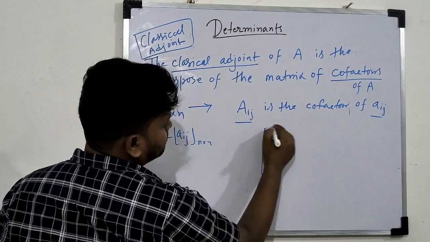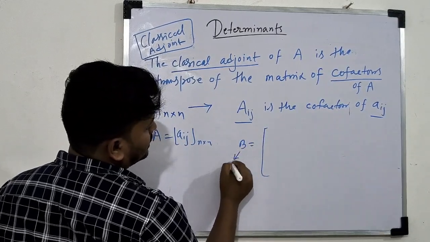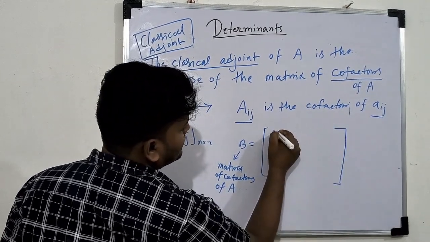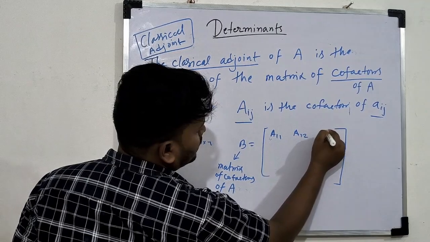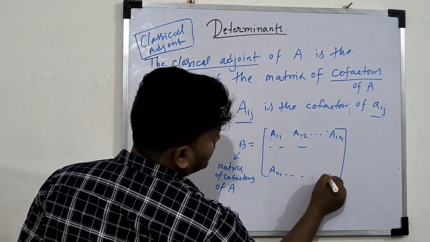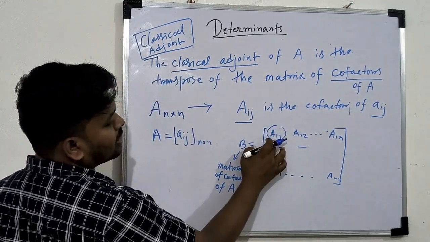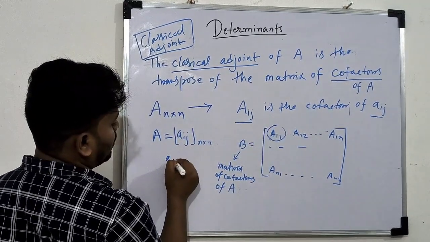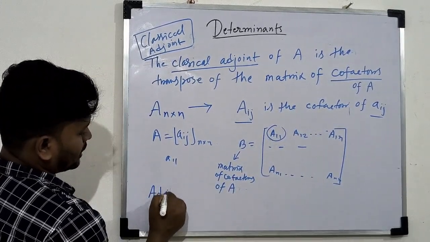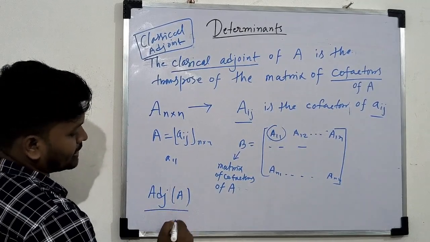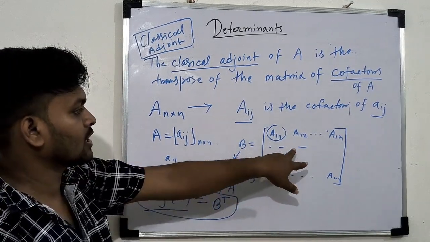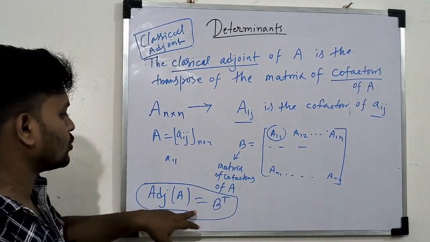If we write B as the matrix of cofactors of A, we get capital A11, A12, up to A1n, and similarly up to An1, up to Ann. Here A11 is the cofactor of the element a11. So this is the matrix of cofactors, and then the classical adjoint of A, denoted like this, will be the transpose of the matrix of cofactors. So if B is the cofactor matrix of the matrix A, then the adjoint will be B transpose.